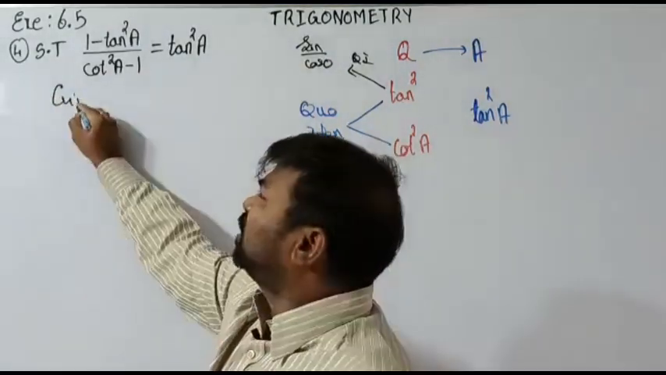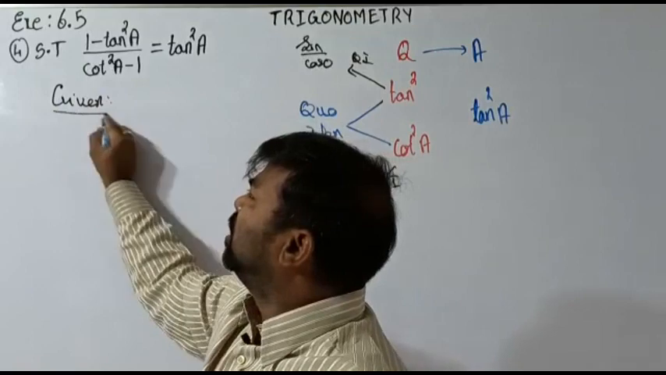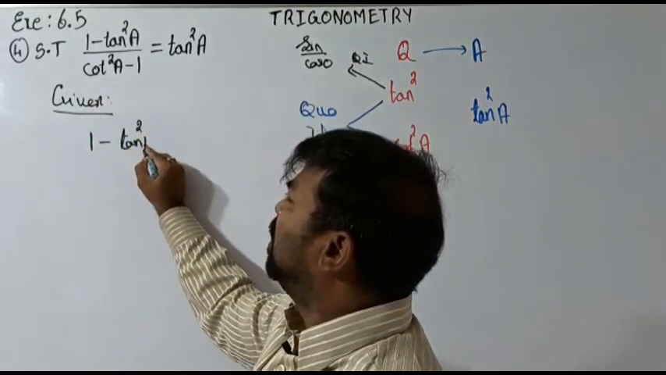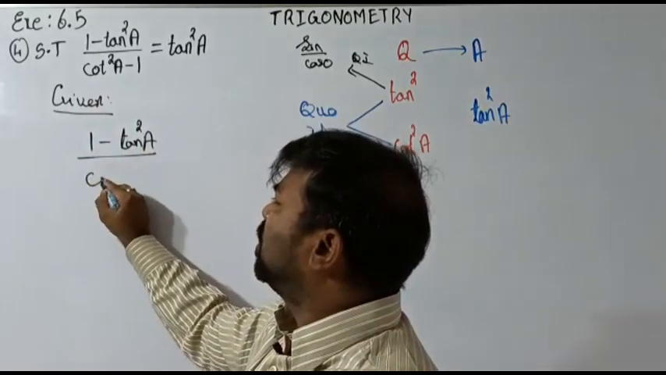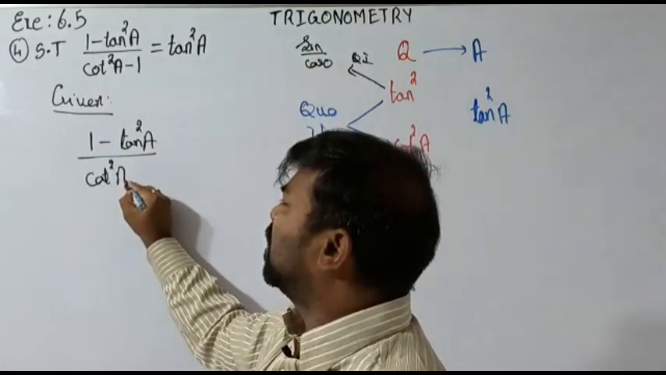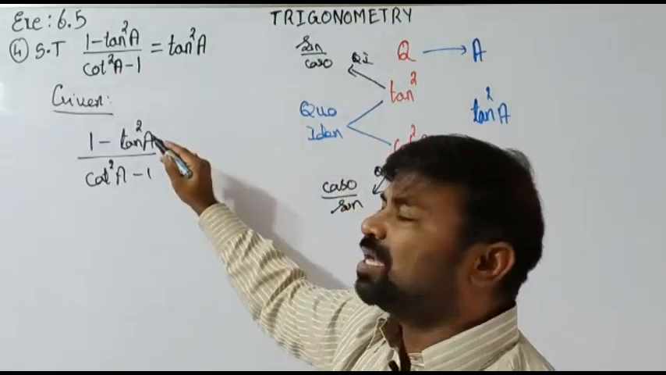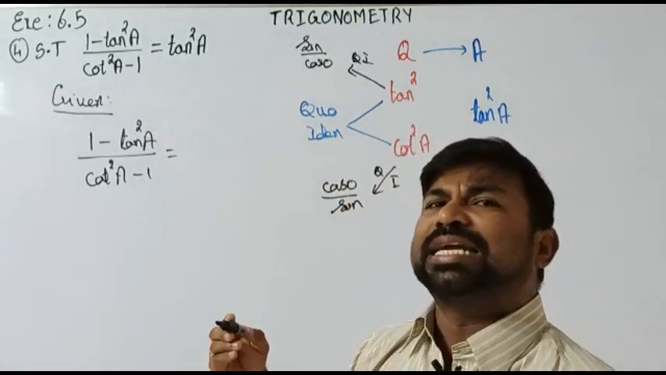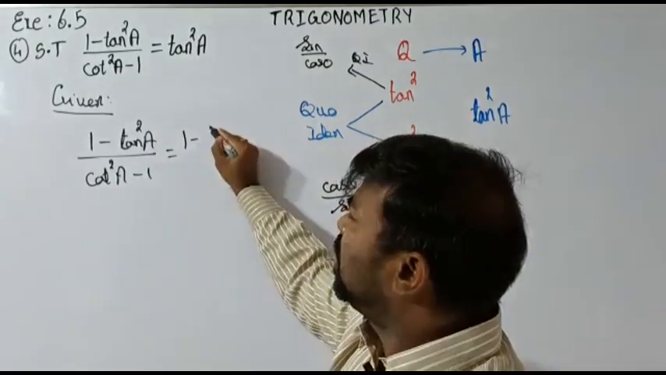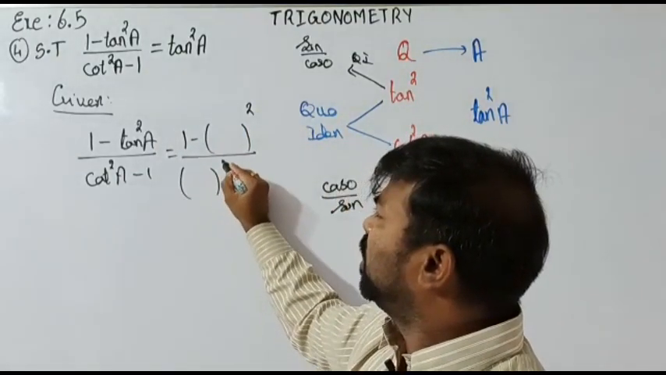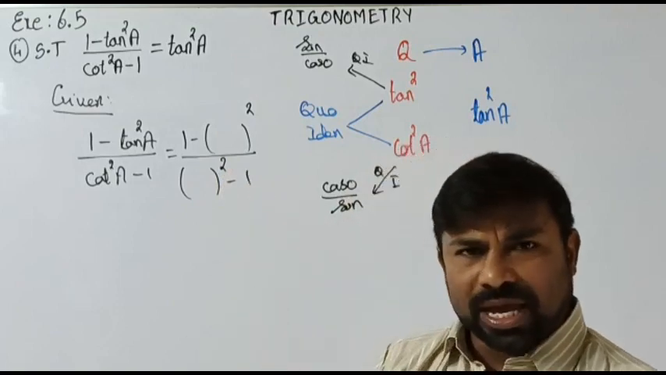So what is given there? That is (1 minus tan square A) by (cot square A minus 1). This is what we are having. Now, this is trigonometry, and I am converting it in terms of algebra. I like to write it as 1 minus, in whole square, by whole square minus 1. I like to introduce that there.